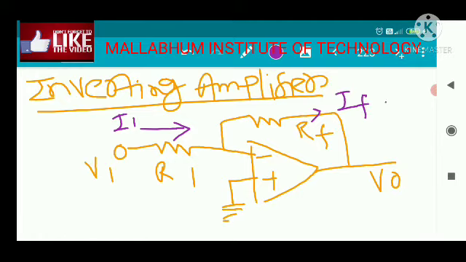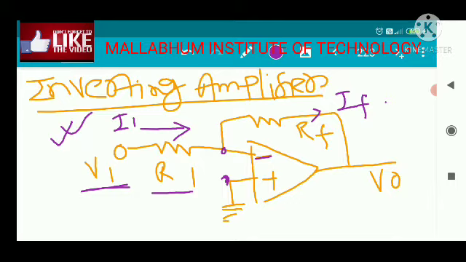This figure shows the circuit diagram of an inverting amplifier using the operational amplifier. The input voltage is applied to the inverting terminal through a series resistance. The series resistance is R1. Okay, and the output voltage V0 is fed back to the inverting terminal through the feedback resistance RF.